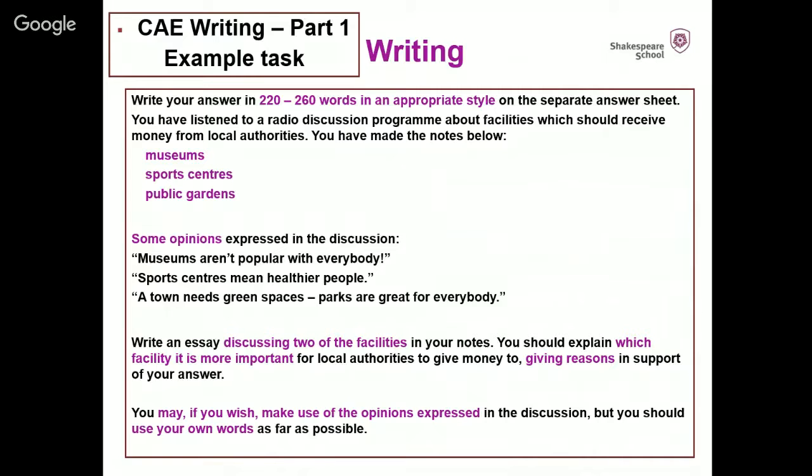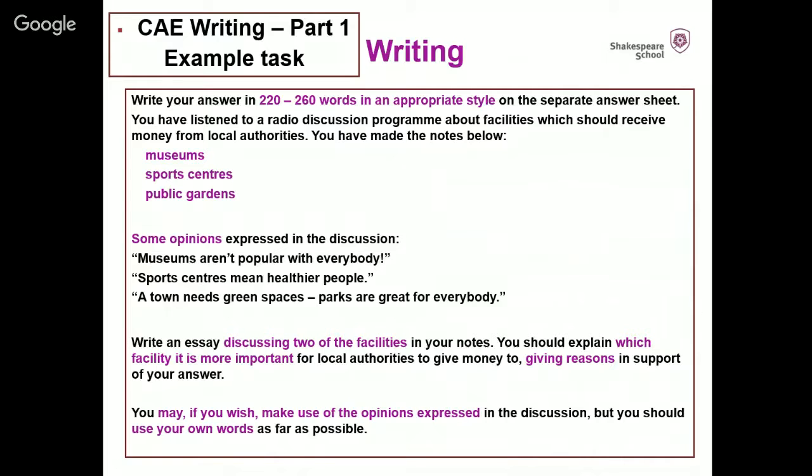Of course, it's important to know that you need to select only 2 of the 3 ideas that you are presented with: museums, sports centers, or public gardens, and the fact that you need to choose one that is more important, right, for the local authorities. And I see that you've selected local authorities. Bravo on that. This will tell you more about the style, the formal style that you need to write in.